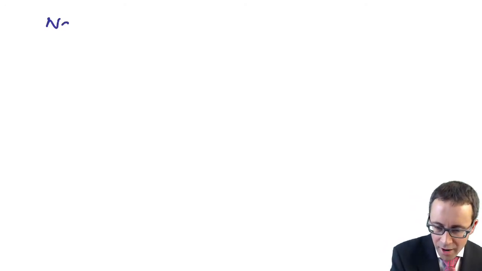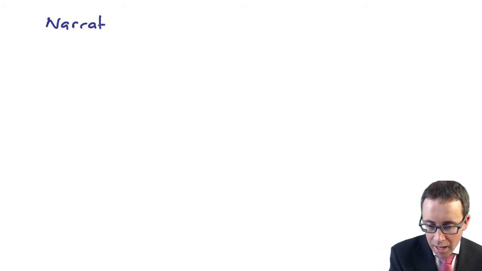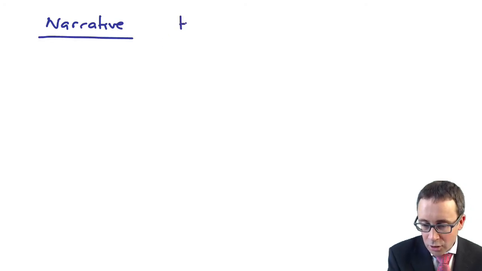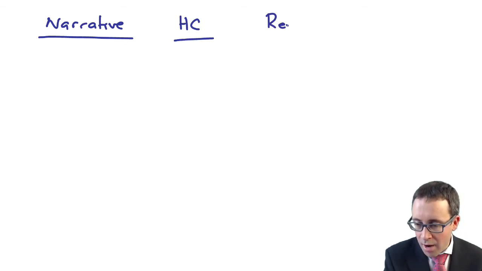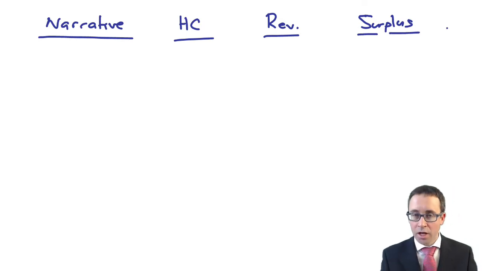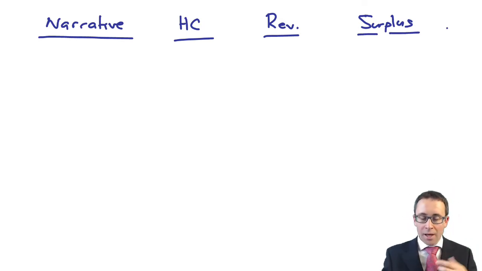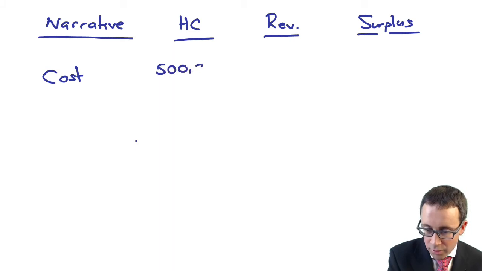What I do is I put up a 4-column approach whenever I have a revaluation. So I go through and look at my narrative, I look at my historic cost, so I'll just put HC, I look at my revaluation, and then I go through and look at the surplus. The narrative, we go through and look at the original cost. So the original cost was $500,000, wasn't it?